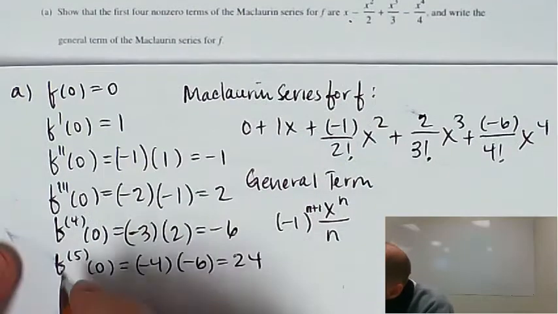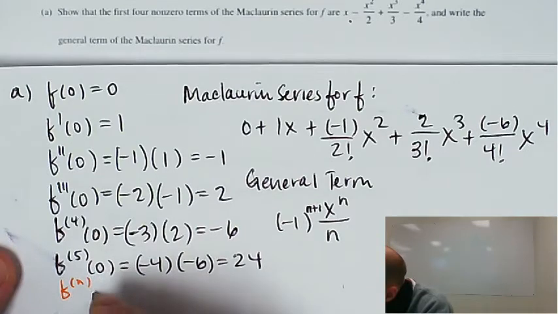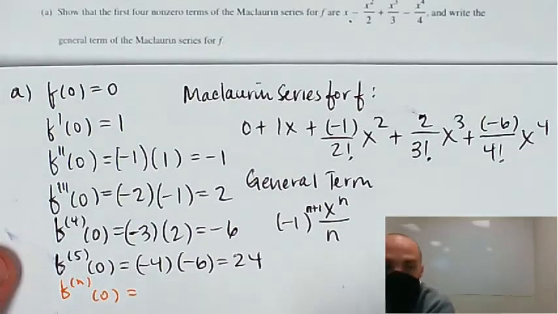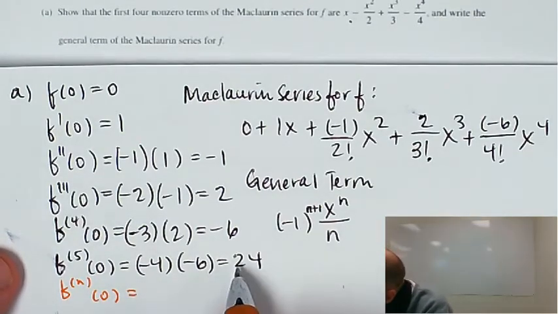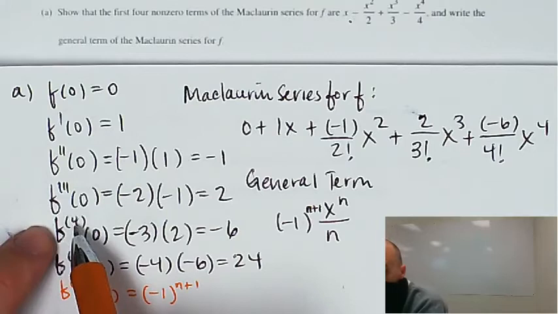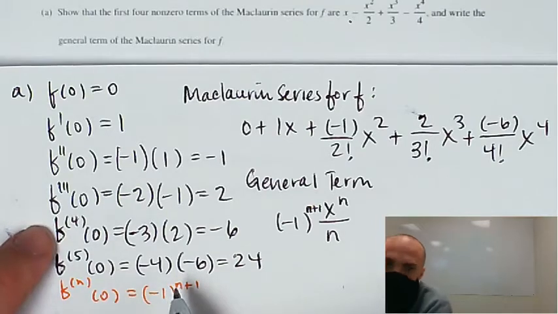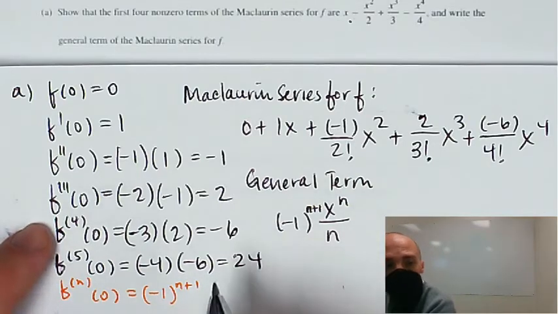What we need to recognize here is that the nth derivative at 0 is going to be equal to, well, it seems like I've got this negative 1 thing going on. It's negative 1 to the n plus 1 because, again, it's negative when this is even. So negative 1 to an even number is positive, so I need to add 1 to make it odd.